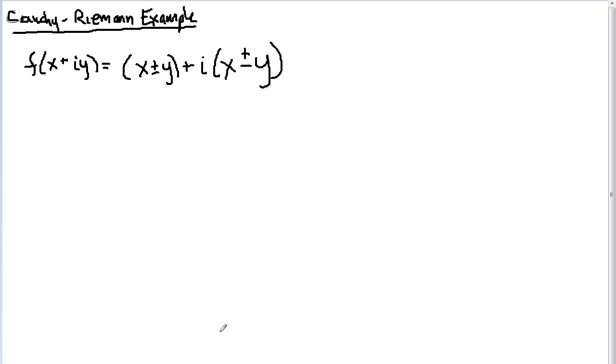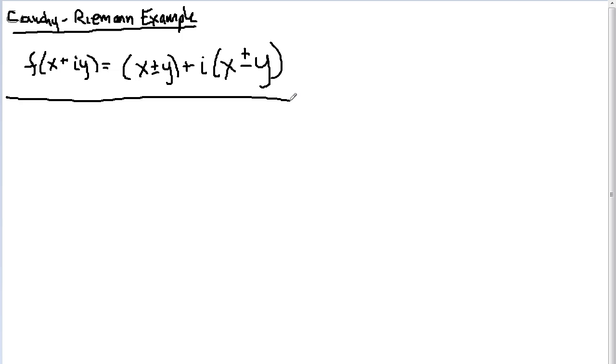I'm going to do an example on how to use the Cauchy-Riemann equations to figure out where a function is differentiable. And I'm going to use these four functions here, where I map to x plus or minus y and x plus or minus y, where these pluses and minuses don't necessarily have to be the same thing.